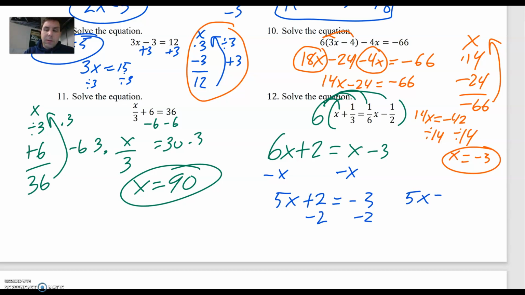This is now 5x equal to negative 5. Divide both sides by 5. Negative 5 divided by 5 is negative 1, and that is your answer.